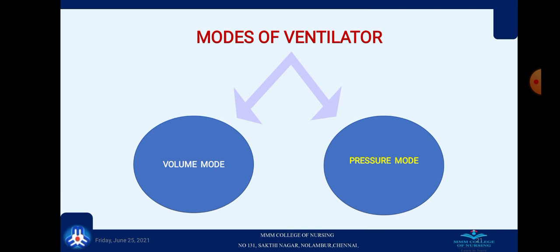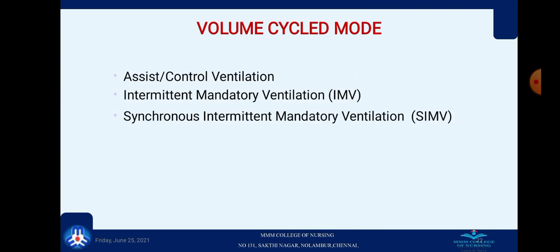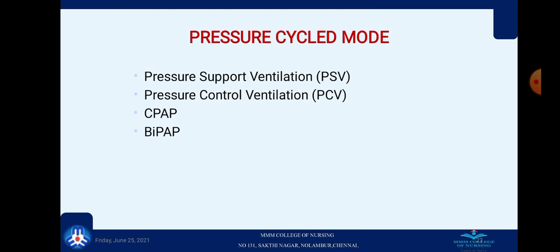Next we can see the modes of ventilator. The modes of ventilator are divided into two: volume mode and pressure mode. In volume cycle mode, we can see assist or control ventilation, intermittent mandatory ventilation, that is IMV, and synchronized intermittent mandatory ventilation, SIMV. In pressure cycle mode, we can see pressure support ventilation, PSV, pressure control ventilation, PCV, CPAP and BiPAP.